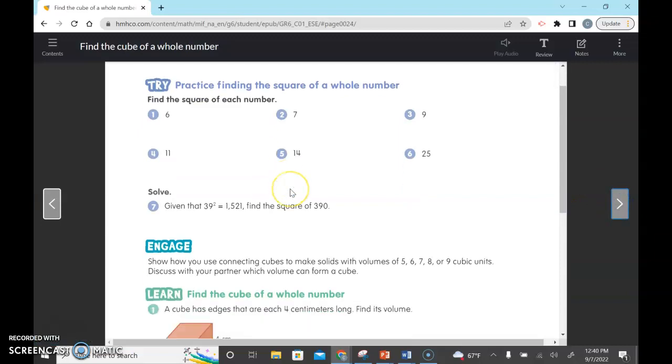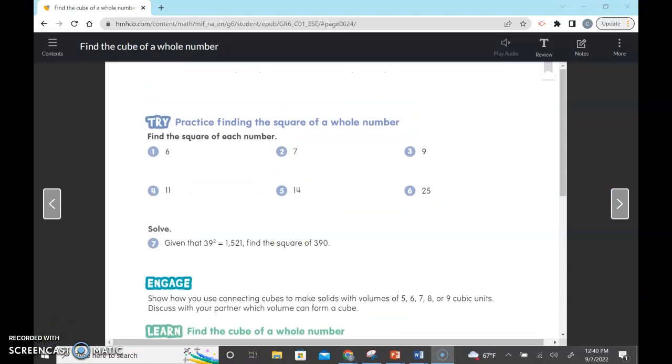So let's turn our books to page 24, and we're going to do a couple problems together. You can work on these in the book with me. So we have finding the square of each number. What we can see here is we have 6. In order to find the square, we do 6 times 6, and that would give us 36. So that's how you find the square of 6. Just multiply 6 times 6, and that gives you 36.